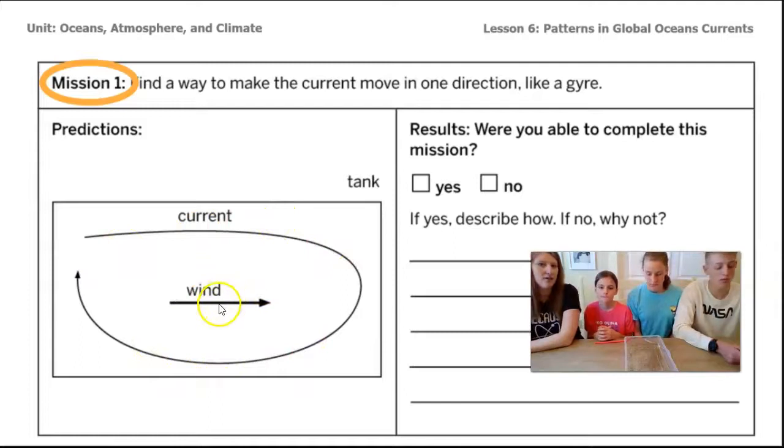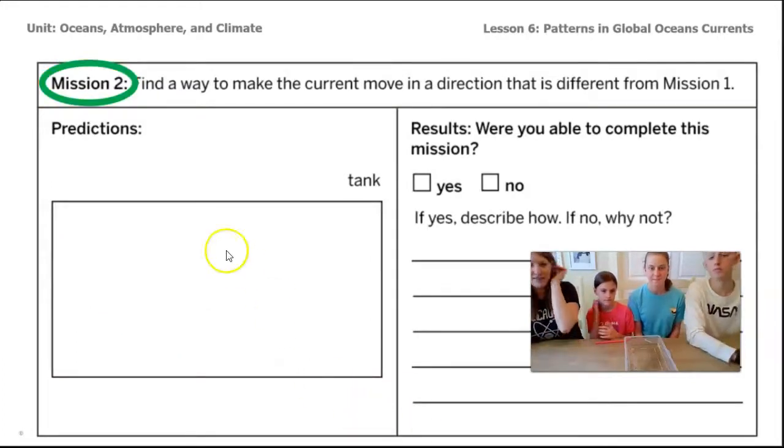Yeah. So then how did you adjust the wind to make it so that you could just get one big giant gyre? I went on one half side of the tank. Yeah, so she just moved her straw to here and started blowing there so that it could go all the way around, and we were able to successfully do it. Okay, all right, Eliza, are you ready for mission 2, which is a little bit harder? Let's give it a go.